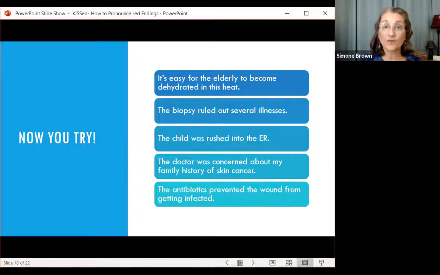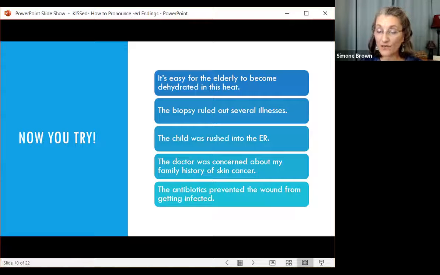The doctor was concerned about my family history of skin cancer. Come on, do it with me. The doctor was concerned about my family history of skin cancer.